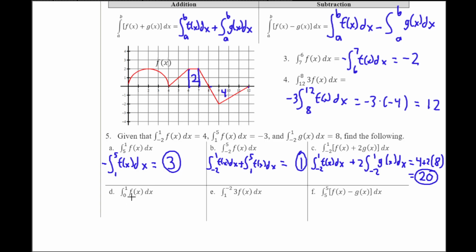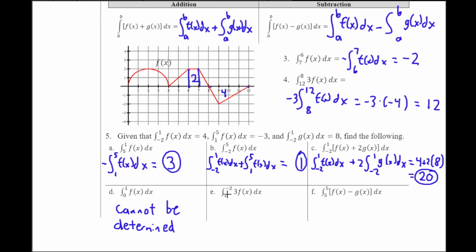Let's see, the integral from 0 to 1 of f of x dx. Unfortunately, there's no way we can determine that. It cannot be determined, because no matter what combinations we try, there's nothing that gets us just the integral from 0 to 1.